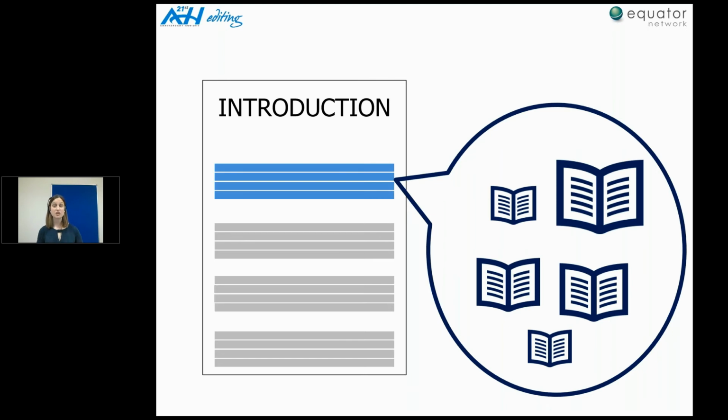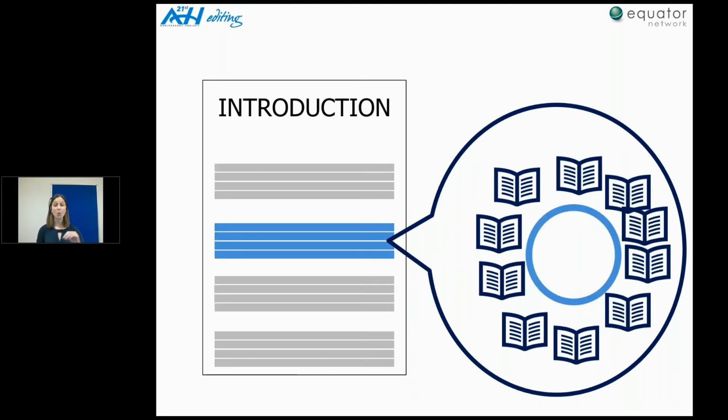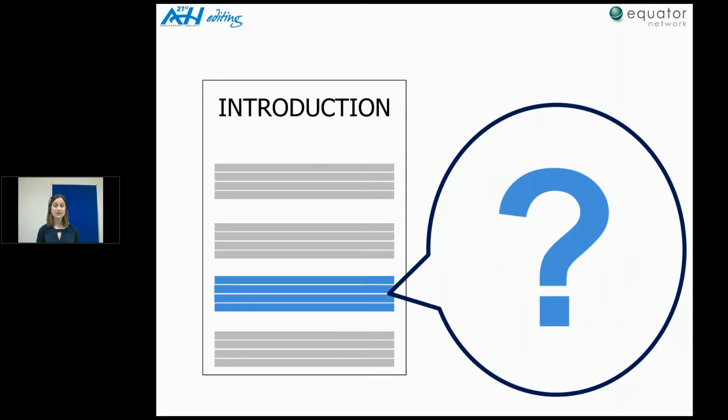Your second section starts to get specific. What is the evidence gap? Where are things going wrong? Where do we need more research? Where is a drug maybe not working? Where are patients not being met? What's the problem? And then in your third section, what is your research question and what is your hypothesis?